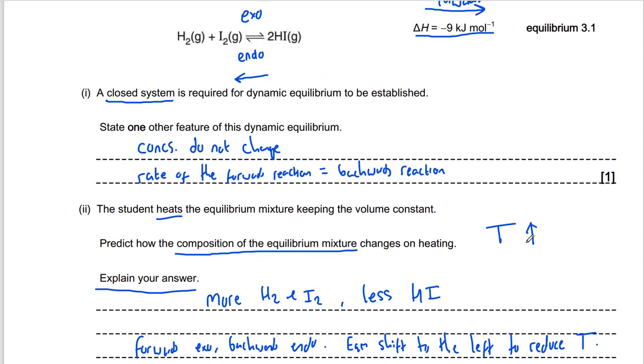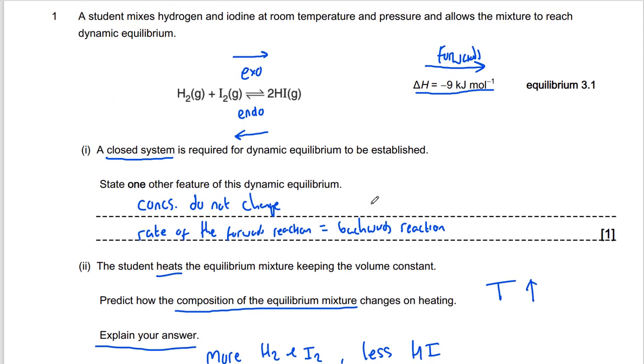Nice and straightforward. Nothing too complicated here. It's just about highlighting what's your exothermic route, what's your endothermic route, and doing the opposite of whatever it is that you're doing.